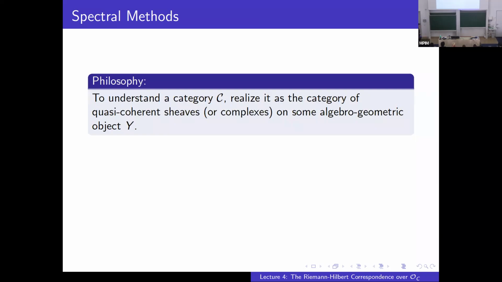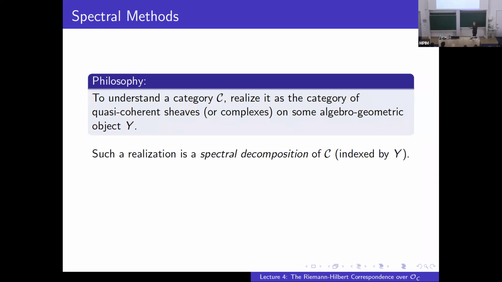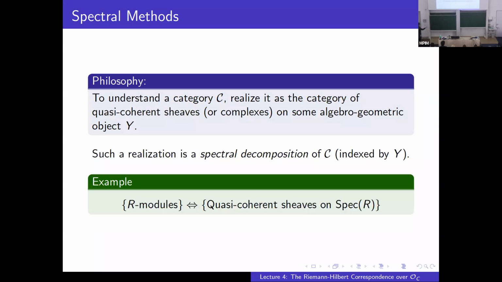So here's what I mean by spectral methods. If you want to understand a category C, you should try to think of C as the category of quasi-coherent sheaves on some algebro-geometric object. That's what you might call giving a spectral decomposition of the category C. And that spectral decomposition is indexed by the geometry of whatever it is the quasi-coherent sheaves on. So the tautological example of this is, let's say you have a commutative ring R and you want to understand the category of R modules. Well, you can think of R modules as quasi-coherent sheaves on spec R.